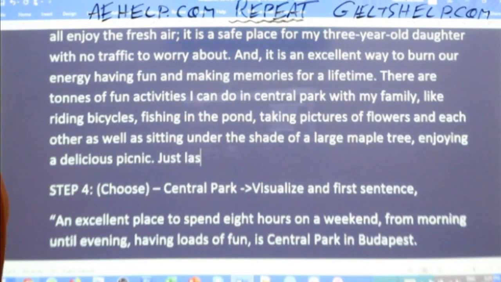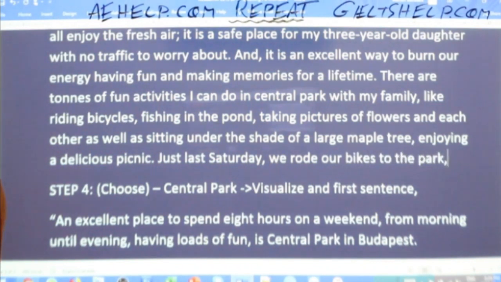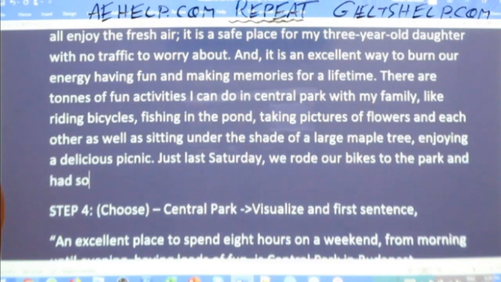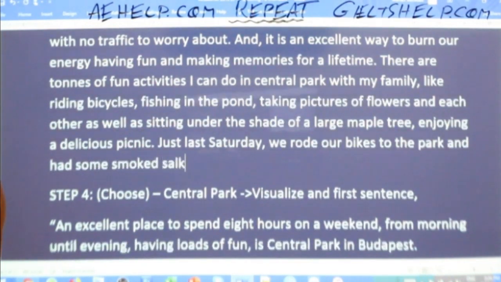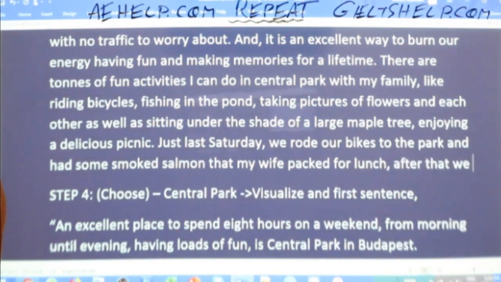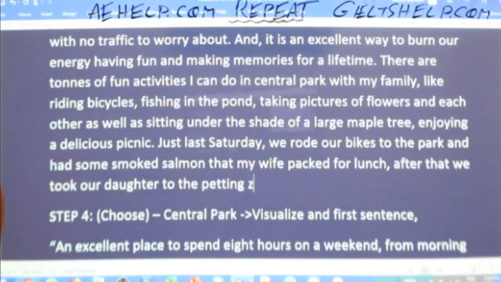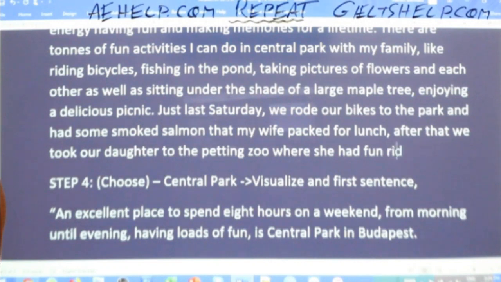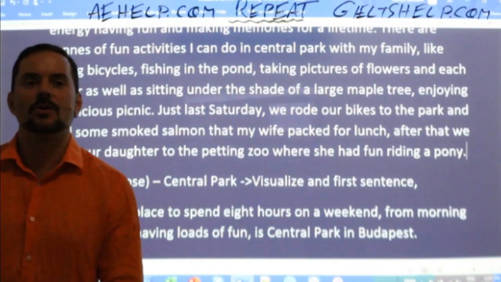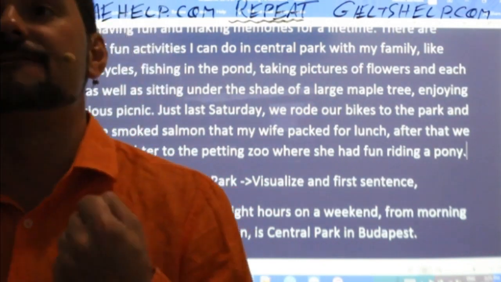Just last Saturday, we rode our bikes to the park and had some smoked salmon that my wife packed for lunch. After that, we took our daughter to the petting zoo where she had fun riding a pony. It's actually true. Okay. So there we go. So there's my example. So really creating that visual picture.